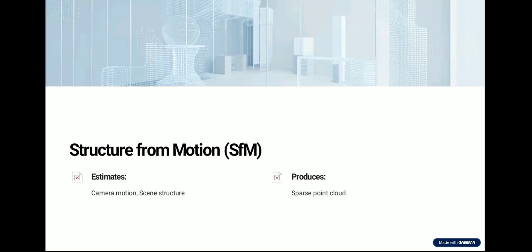Next is SfM, structure from motion. In structure from motion, we estimate both camera motion and scene structure. The result is a sparse point cloud representing the scene.